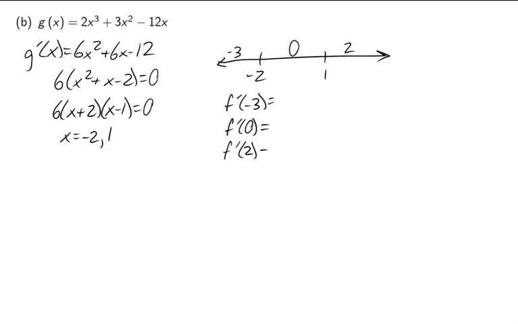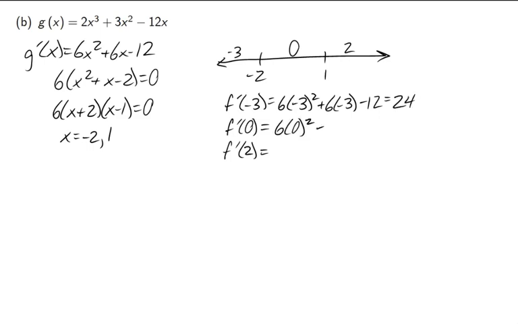So let's calculate all these. F prime of negative 3 is 6 times negative 3 squared plus 6 times negative 3 minus 12. That's pretty big. Let's see. Negative 3 squared is 9. 9 times 6 is 54. 54 minus 18 is 36. And 36 minus 12 is 24.